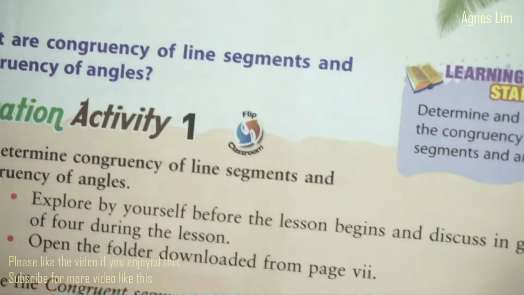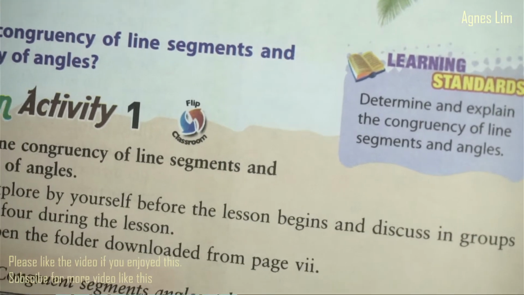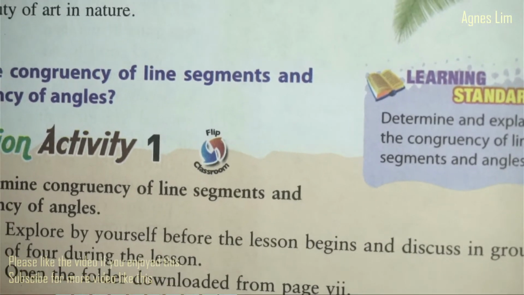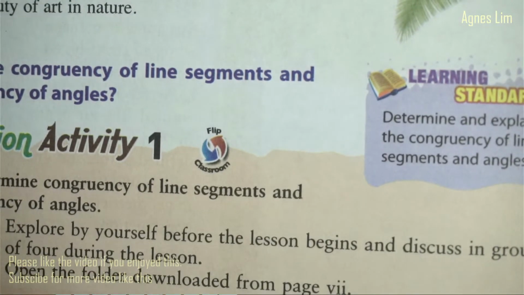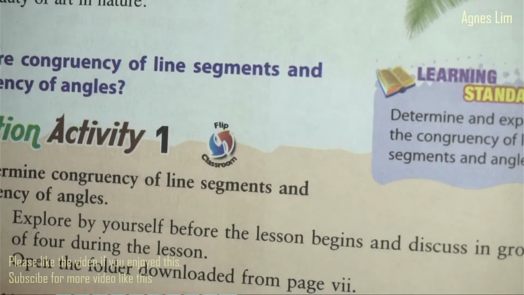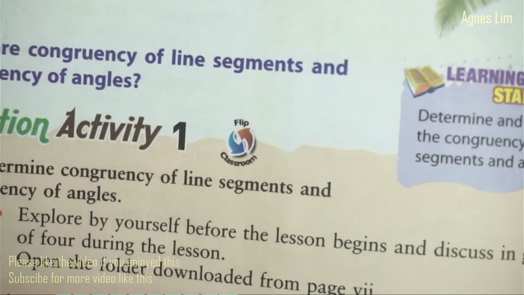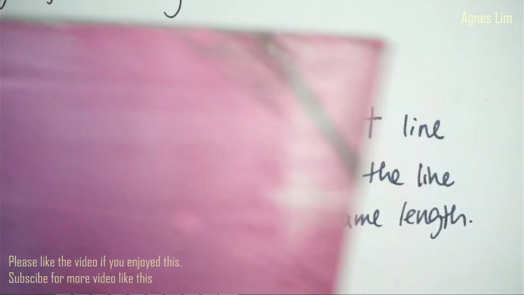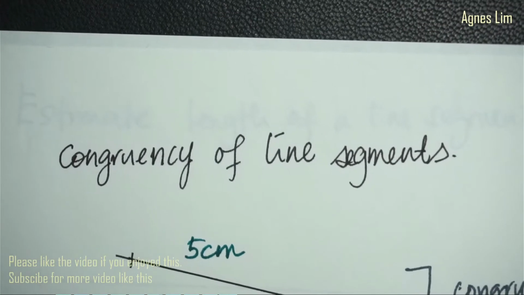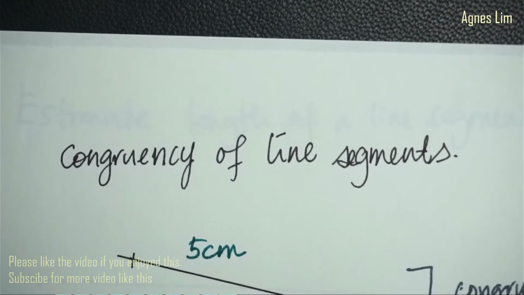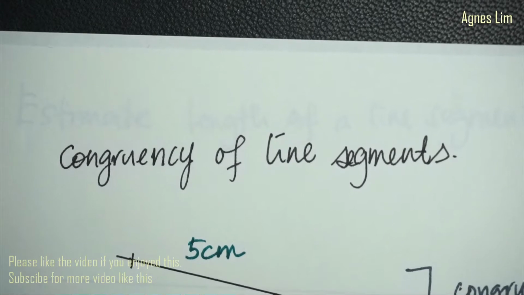Okay, so congruency. Congruency means, in mathematics, same as in similar. By that I mean that it doesn't have to be the exact copy.